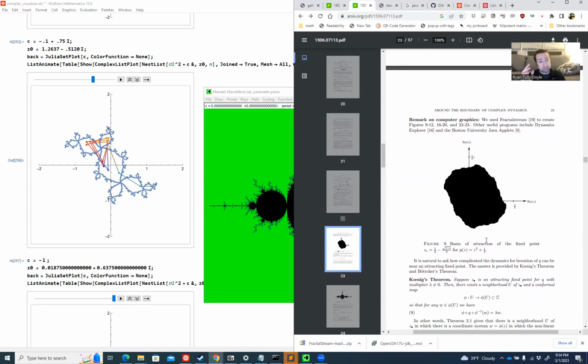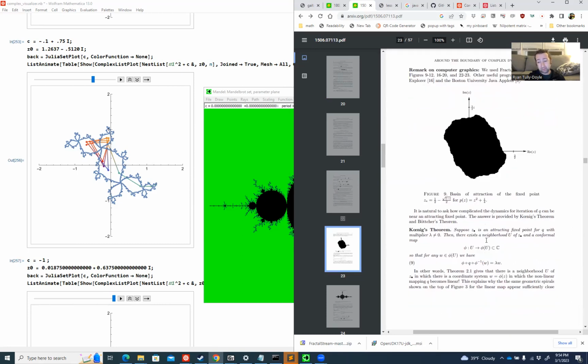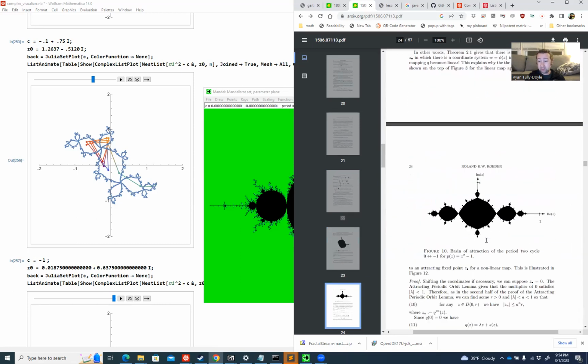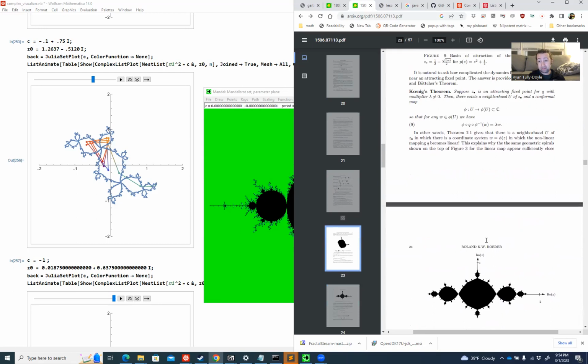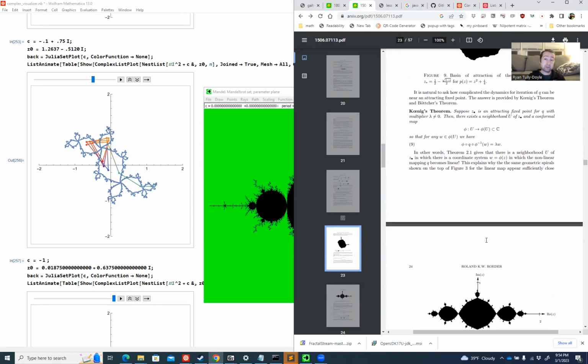Okay, so I will post this video. I will post this notebook. I encourage you to play around with this stuff. And if you want to take a look at a really important theorem and think about what it means, you should look at Koenigs' theorem here. Koenigs' theorem is what actually tells you that locally these maps behave linearly. And I don't know if you noticed or not, but there are conformal maps involved in that.